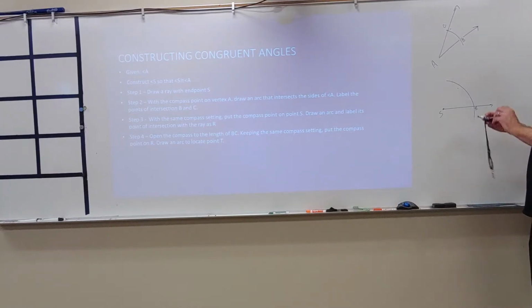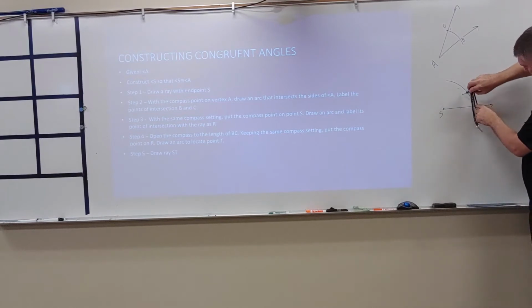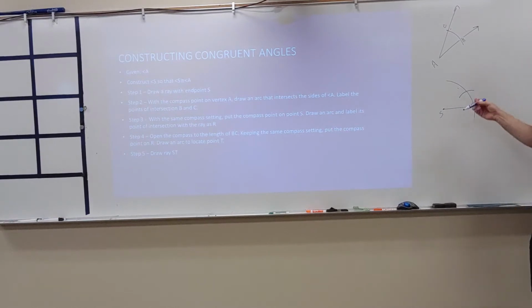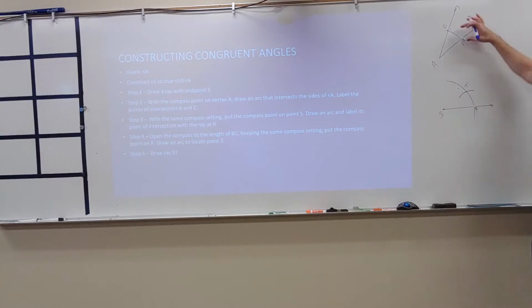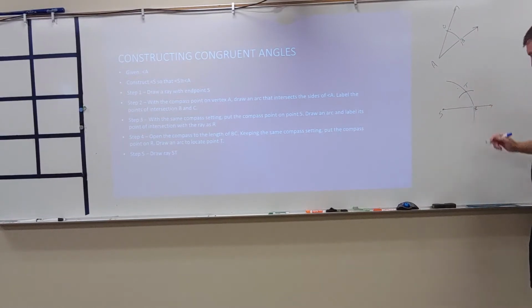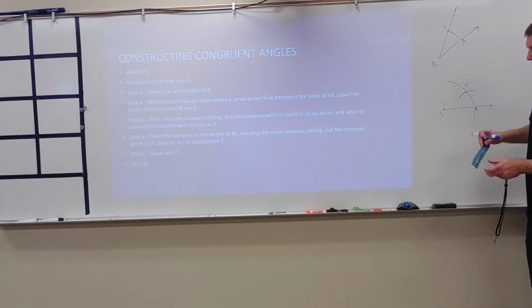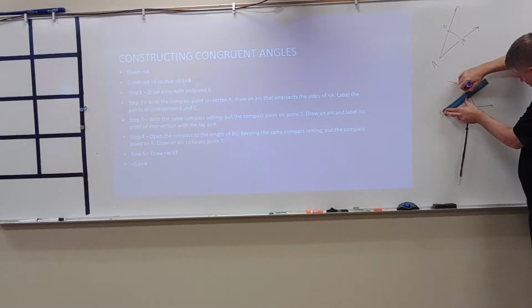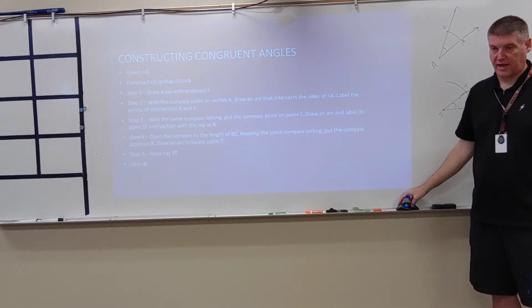Now I'm going to take that compass setting and mark it from R on that arc. Where it intersects here, I'm going to label that T. Okay, so I took this setting here, came down here, put an arc. Now I'm going to construct a ray from S to T. And now these angles are congruent. So now we've created congruent angles.